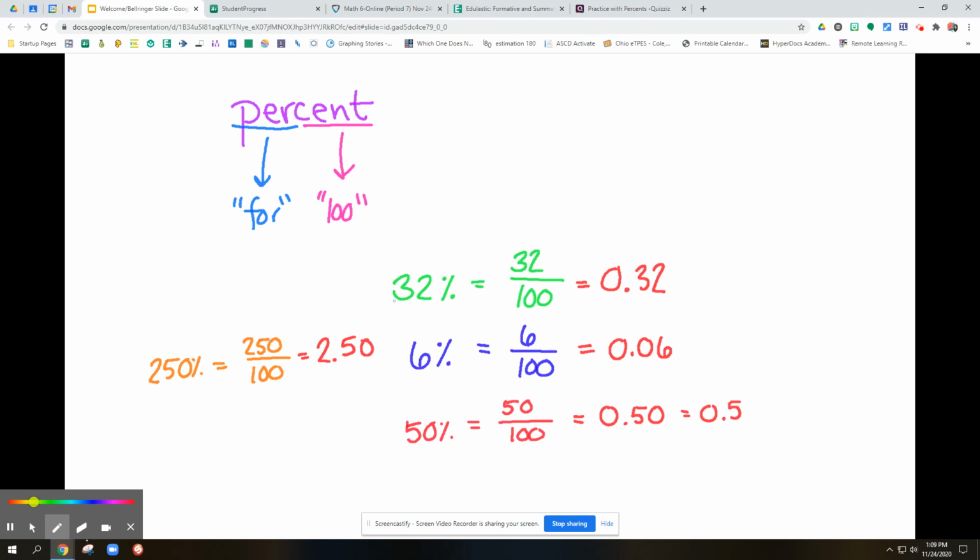Okay. So percents can be written 3 different ways. It can be written as a percent with a percent sign, as you see here. It can be written in fraction form out of 100, and it can be written as a decimal. Okay, so all 3 of these represent percent.